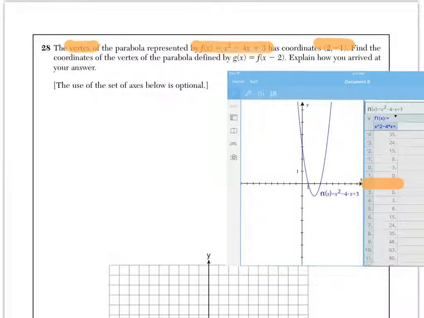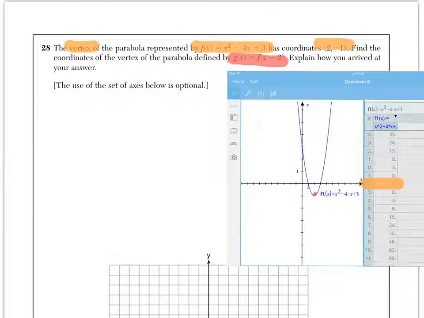All right, let's read on. It says, find the coordinates of the vertex of the parabola defined by this crazy business here. Well, it's not that crazy because we've talked so much about shifting functions this year. We need to think about, where is the -2? Is it inside or outside of the parentheses? Is it in front of the function? Well, it's inside. So whenever you see a -2 on the inside, that means that our function is going to move 2 to the right. Good, because it always does the opposite of what you think when it's inside the parentheses.